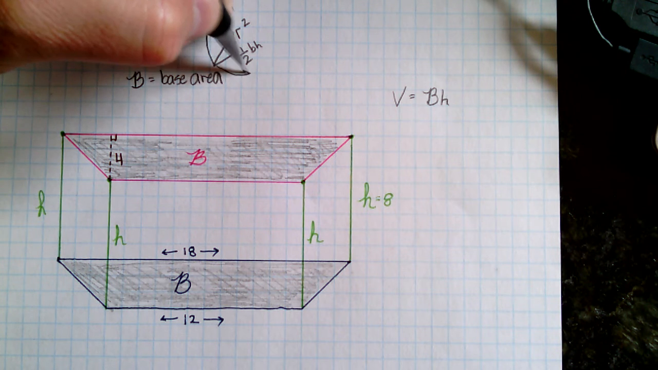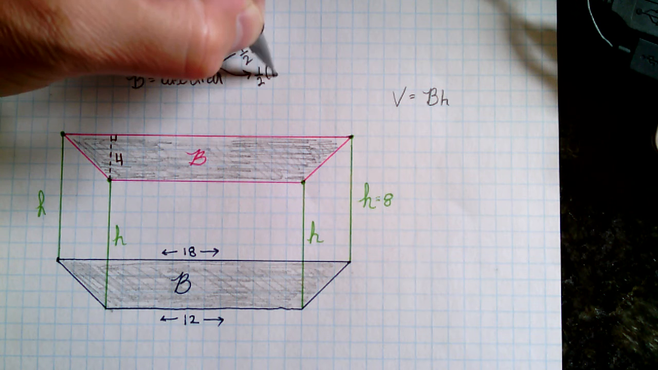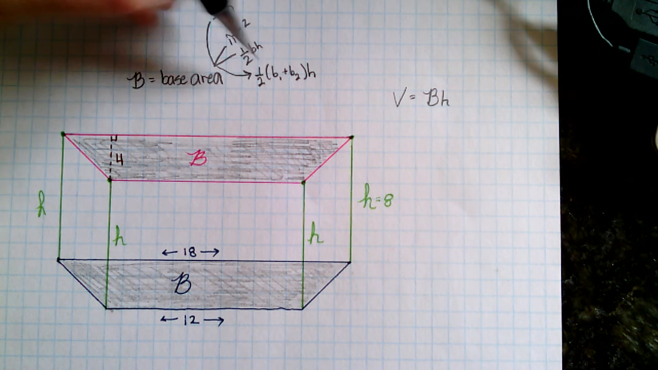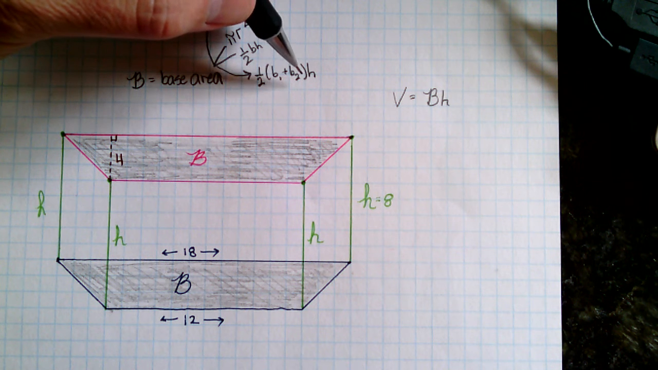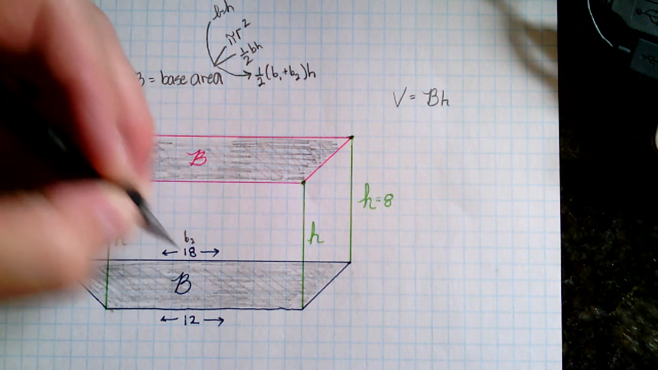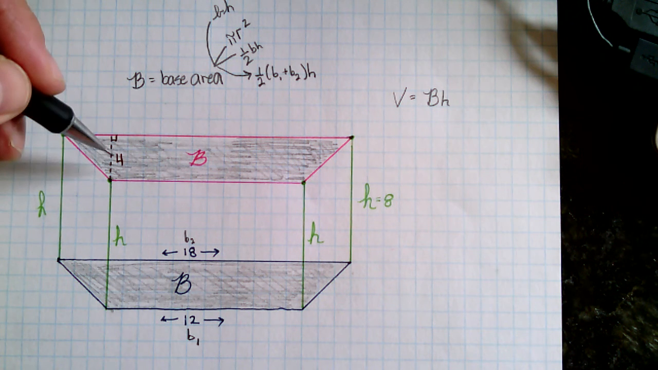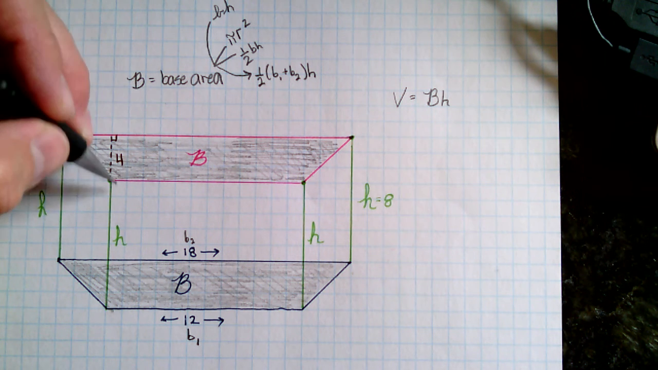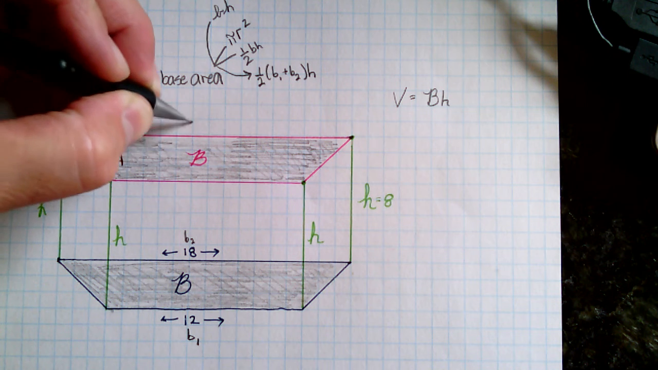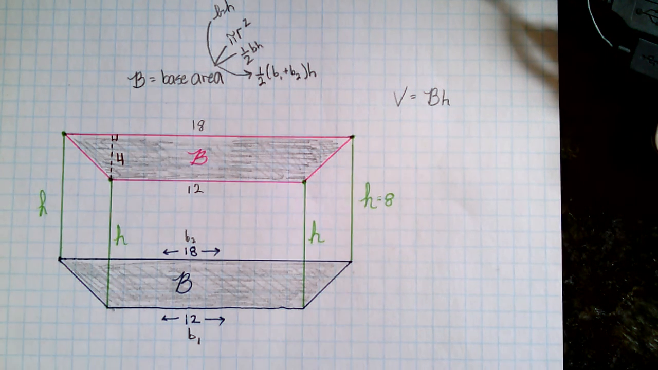Okay, and then in this case, since it's a trapezoid, the area of the base is 1/2 of base 1 plus base 2 times the height. So that is the average of the bases times the height. Okay, so we're looking down here. Let's call this base 2, and we'll call this one base 1. And since the bases are in a prism, they're congruent. So then we know if we move up to the pink trapezoid, this distance is 18 and this is 12, staying with the same formula.